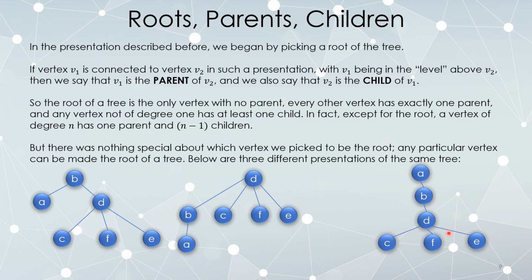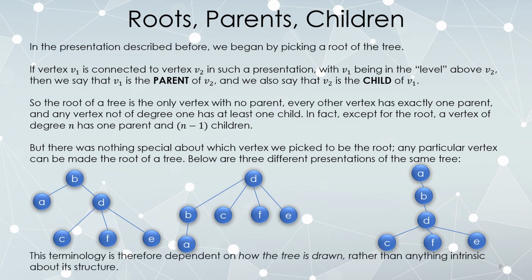So the notion of parent versus children actually depends. In this presentation here, for example, A is the child of B. But in this presentation, B is the child of A. So it will depend on what vertex you pick as the root, which are parents and children of what. So the notion of parents and children is not something that's really intrinsic to the graph. It just helps us describe it based on how we want to draw it. But there's nothing special about picking which vertex you want to be the root, and therefore nothing special about which vertex is a parent or child of its connected vertices.